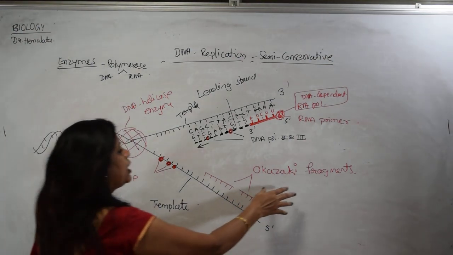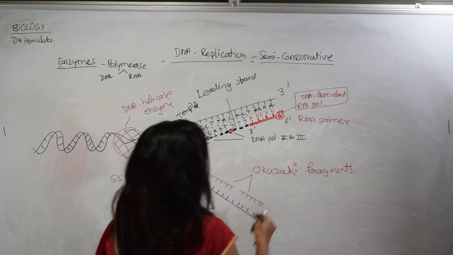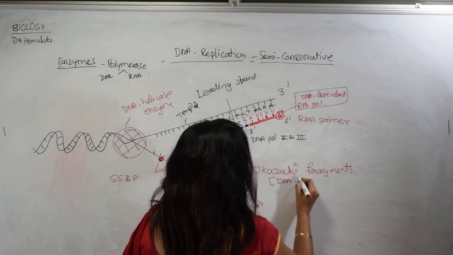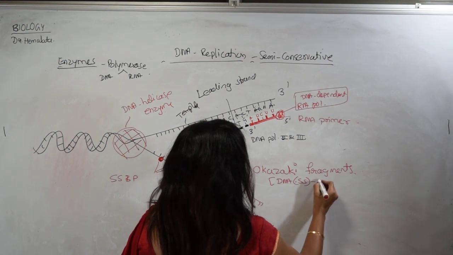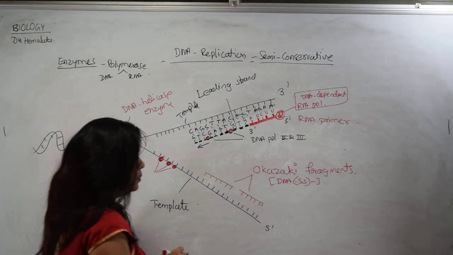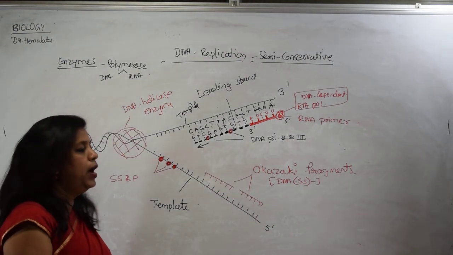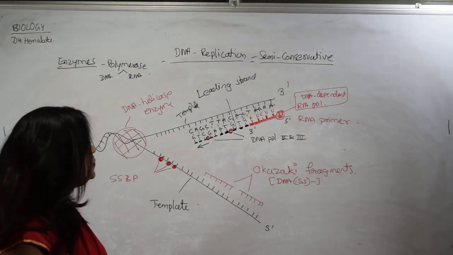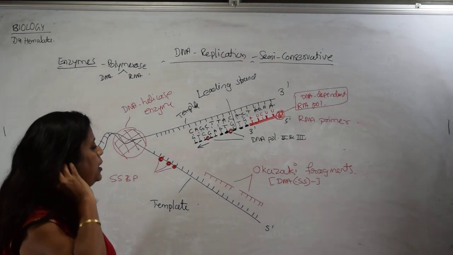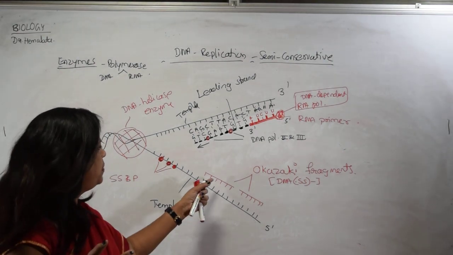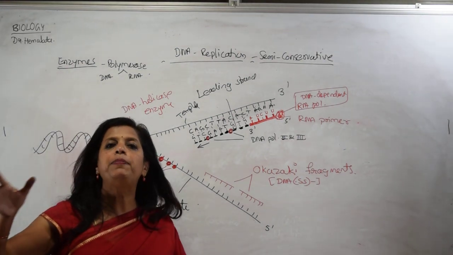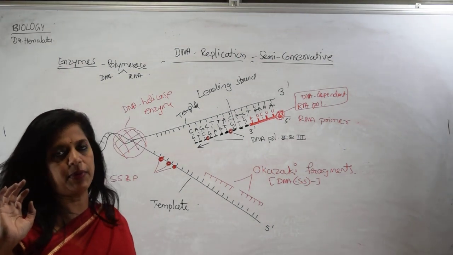So these are the Okazaki fragments. I told you these are nothing but DNA fragments, single-stranded DNA, measuring around 1000 to 2000 base pairs in eukaryotes, and in prokaryotes around 100 to 200 base pairs. But, I told you, haphazardly, one has bound here, another may bind the other way. Therefore, there will be big gaps left between the Okazaki fragments.